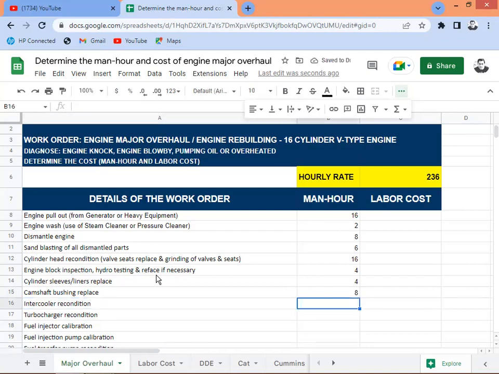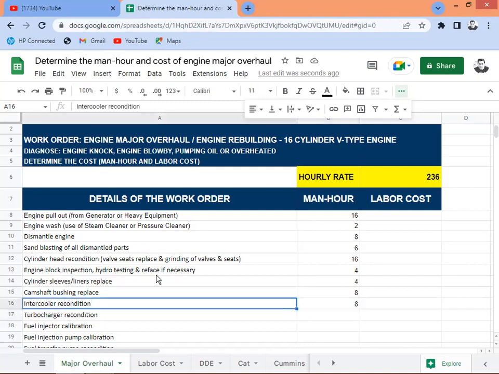Then intercooler reconditioning, you need 8 hours for this. You have to open it, clean it, and check the parts. You have to lap whatever parts there are, like the thrust washers or the shimming. You have to lap it or grind it. You need time for this also. So the intercooler is also around 8 hours.